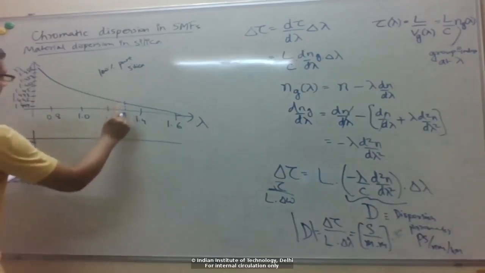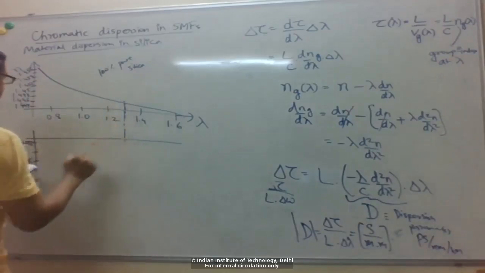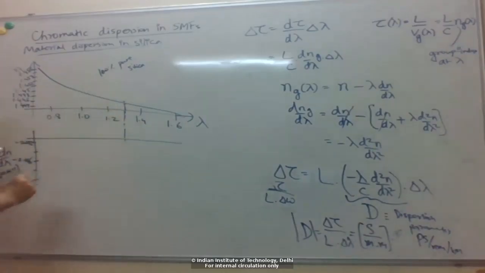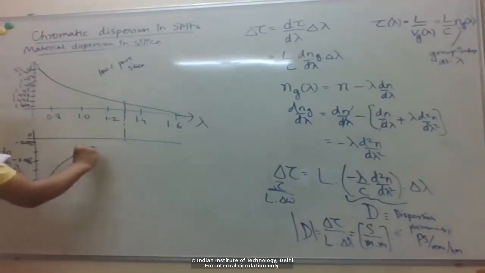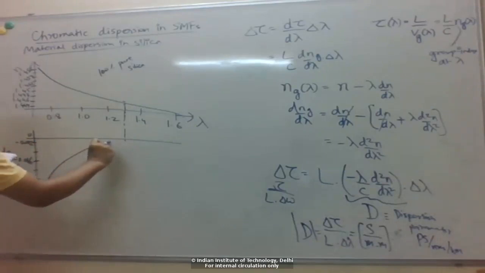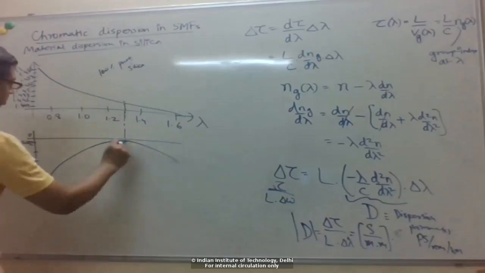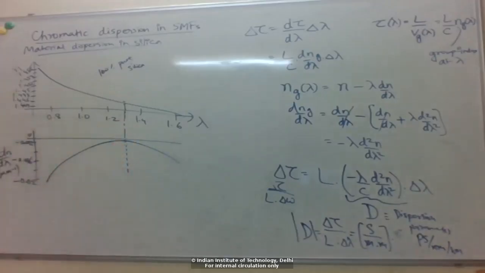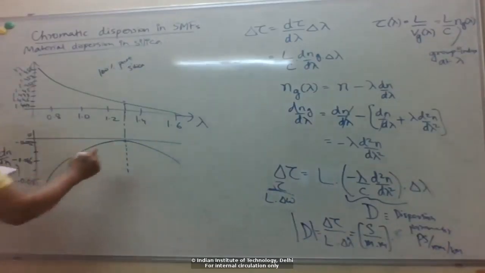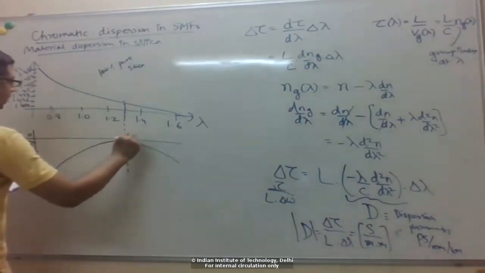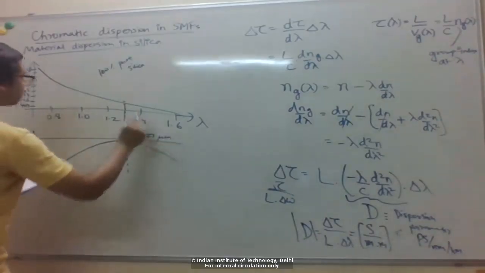Okay, so what happens is there's an inflection point around 1.3 microns here. It's always negative, so these are negative numbers. But the slope is sort of going towards 0 until this point, and then it increases again. This is precisely a wavelength of 1.27 micron for pure silica.